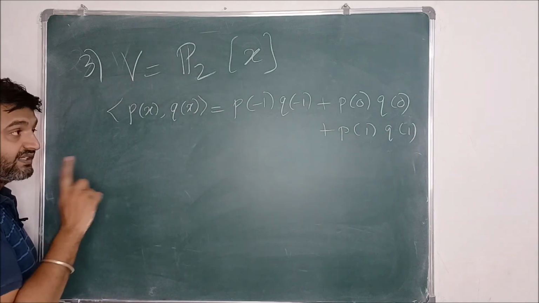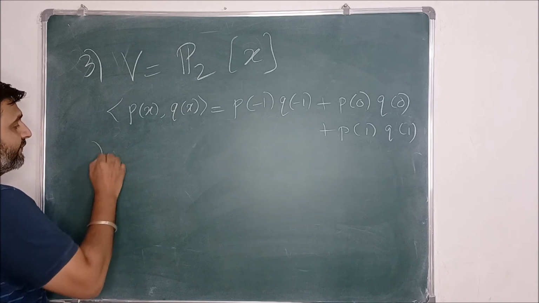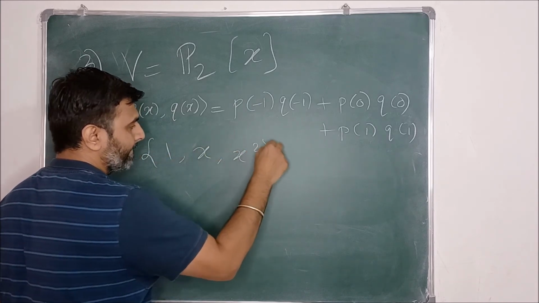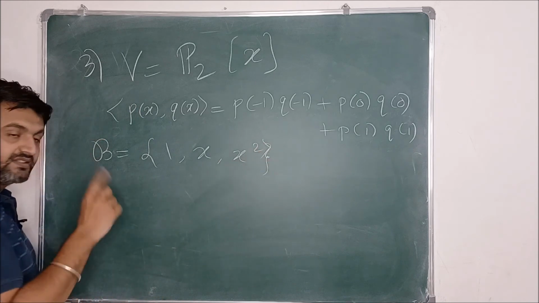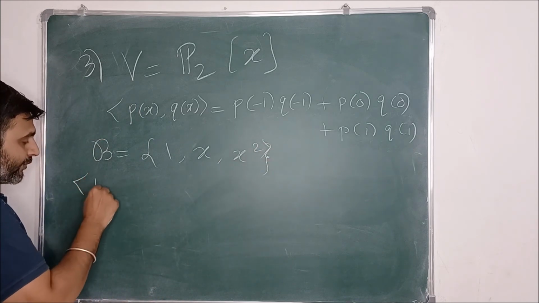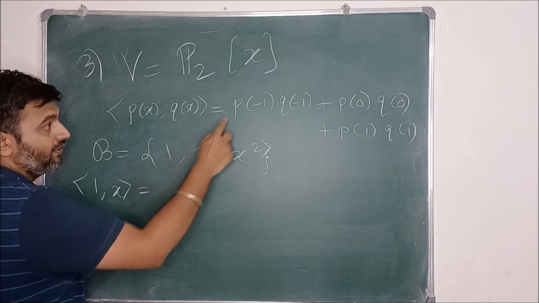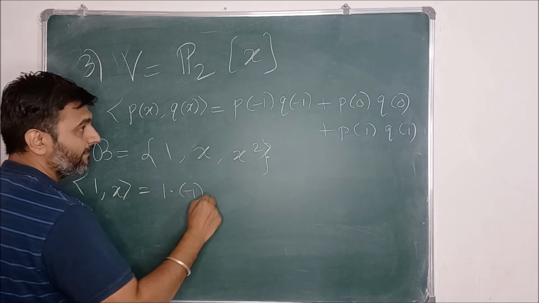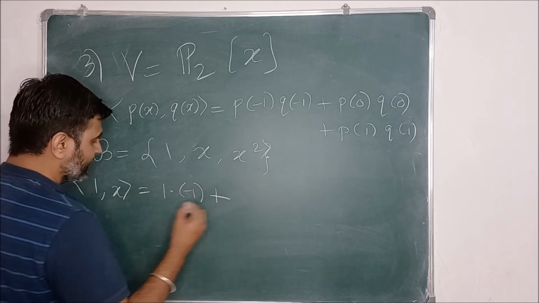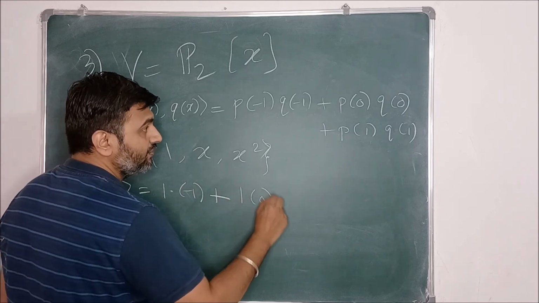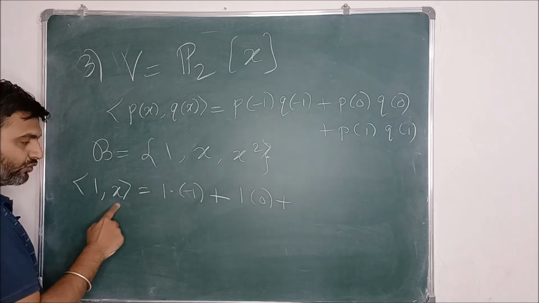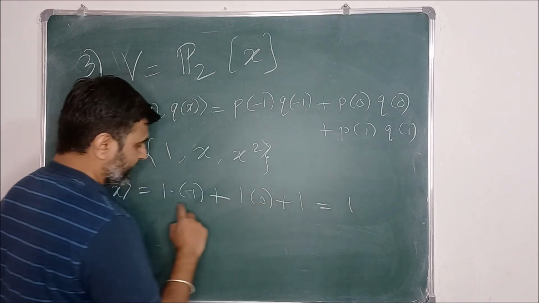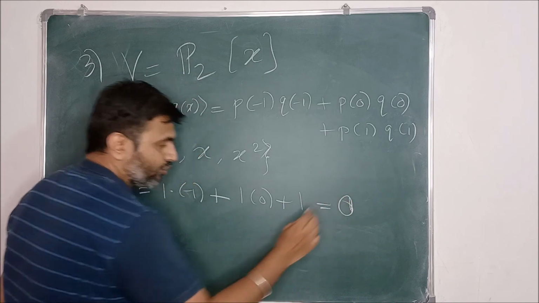Already I have proved that this forms an inner product. Now if I give you B to be 1, x and x square, this is not orthogonal. What is the inner product of 1 comma x? 1 of minus 1 is 1 into minus 1, plus 1 into 0, plus P of 1 into Q of 1. P of 1 is 1, Q of 1 is 1. So in this case, yes, they are coming out to be orthogonal.